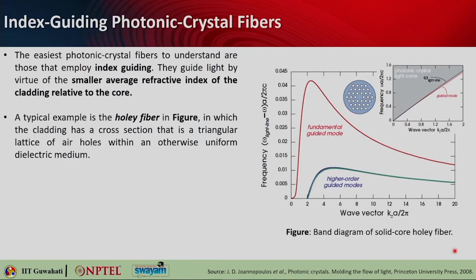So here is some band gap calculation of the index guiding fiber, or the holey fiber. The easiest photonic crystal fibers to understand are those that employ index guiding. They guide light by virtue of the smaller average refractive index of the cladding relative to the core. By introducing these air holes, you have brought down the refractive index of the surrounding medium. That works as the cladding, and the light is basically guided in the core.